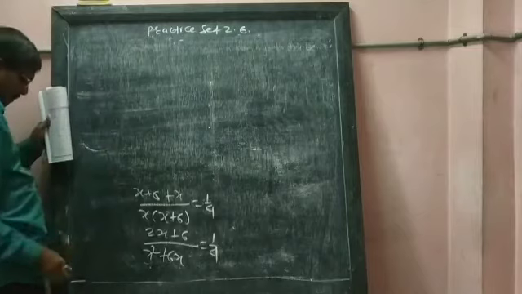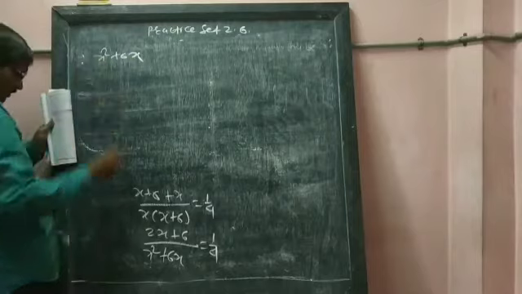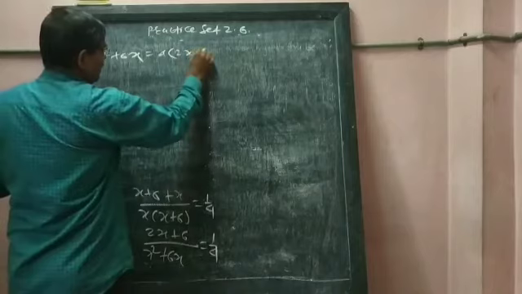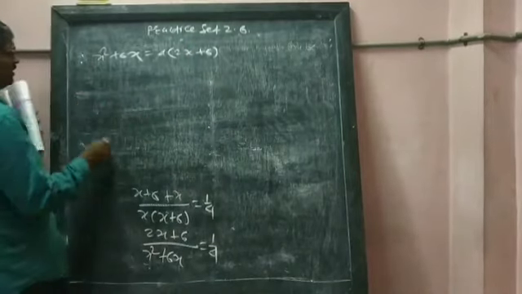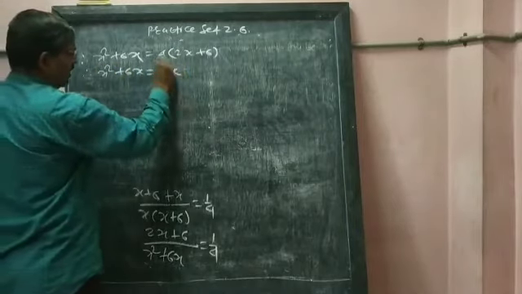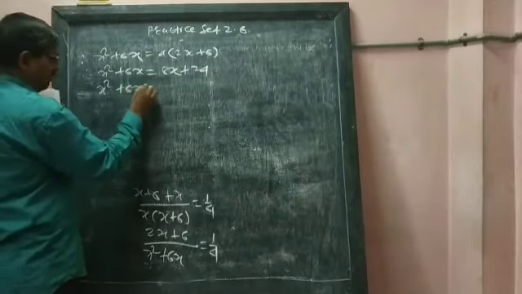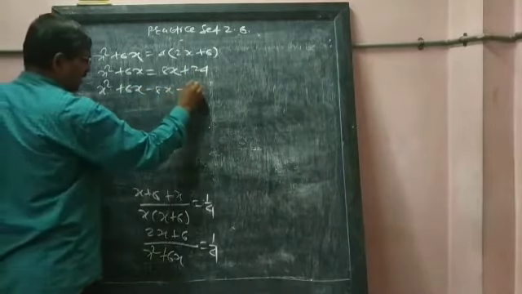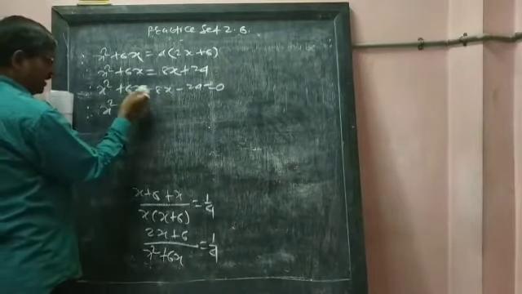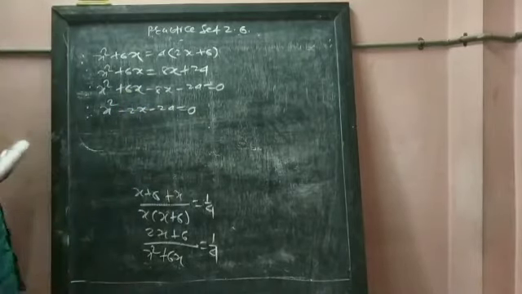Cross multiplication: x square plus 6x is equal to 4 in bracket 2x plus 6. Now x square plus 6x is equal to 4 twos are 8x, 4 sixes are 24. Now x square plus 6x, it comes here minus 8x and minus 24 is equal to 0. Thus x square minus 8x plus 6x means minus 2x minus 24 is equal to 0.